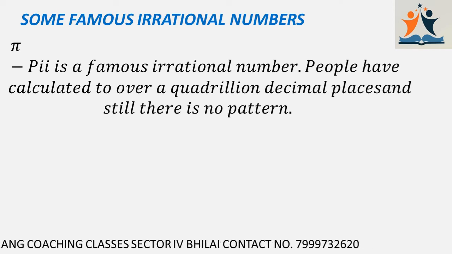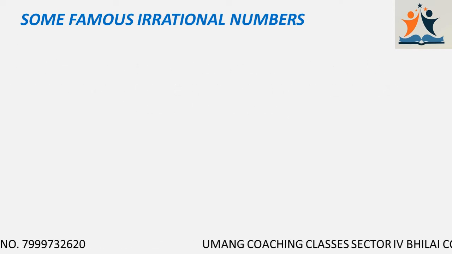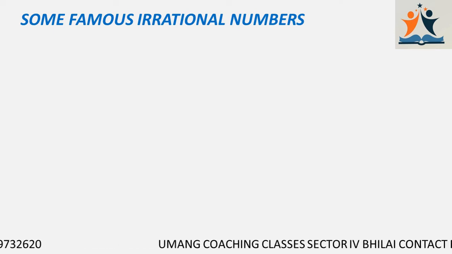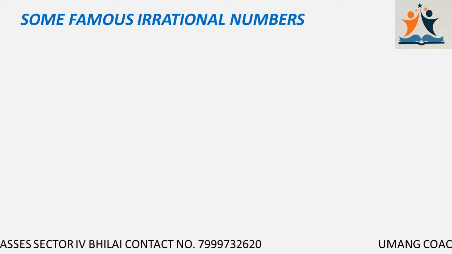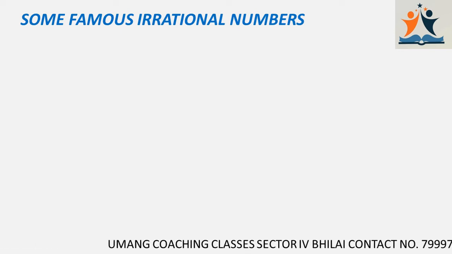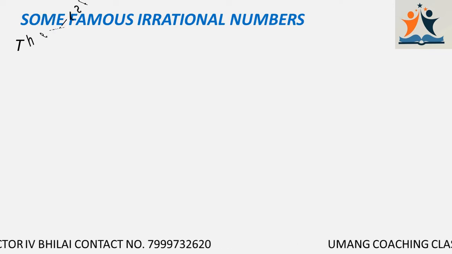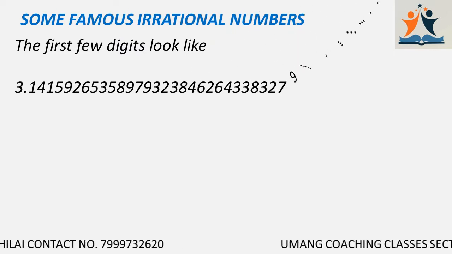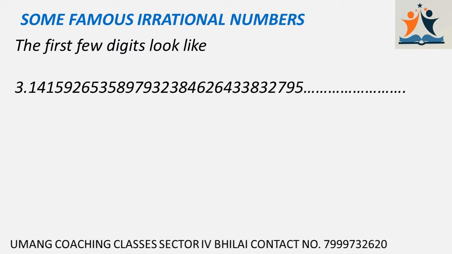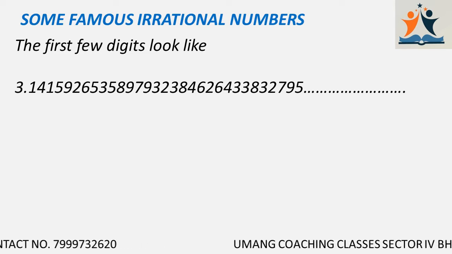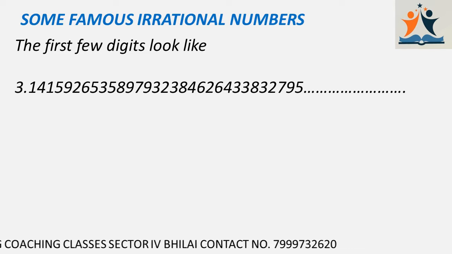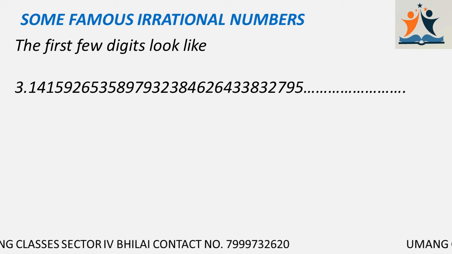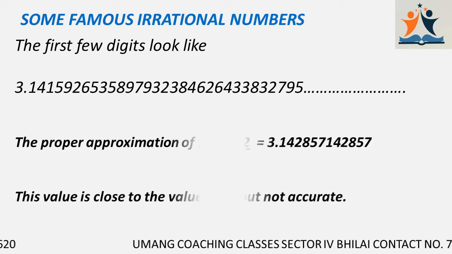It's something about up to a quadrillion decimal places. Even many of our calculators give a button to directly put the value of pi, because it's very difficult to memorize the value of pi to many decimal places. So the first few digits of pi are 3.141592 and so on. You can see there is no repetition after the decimal places. If there is repetition, then it will be a rational number. But if there is no repetition, then it comes under the irrational number category.